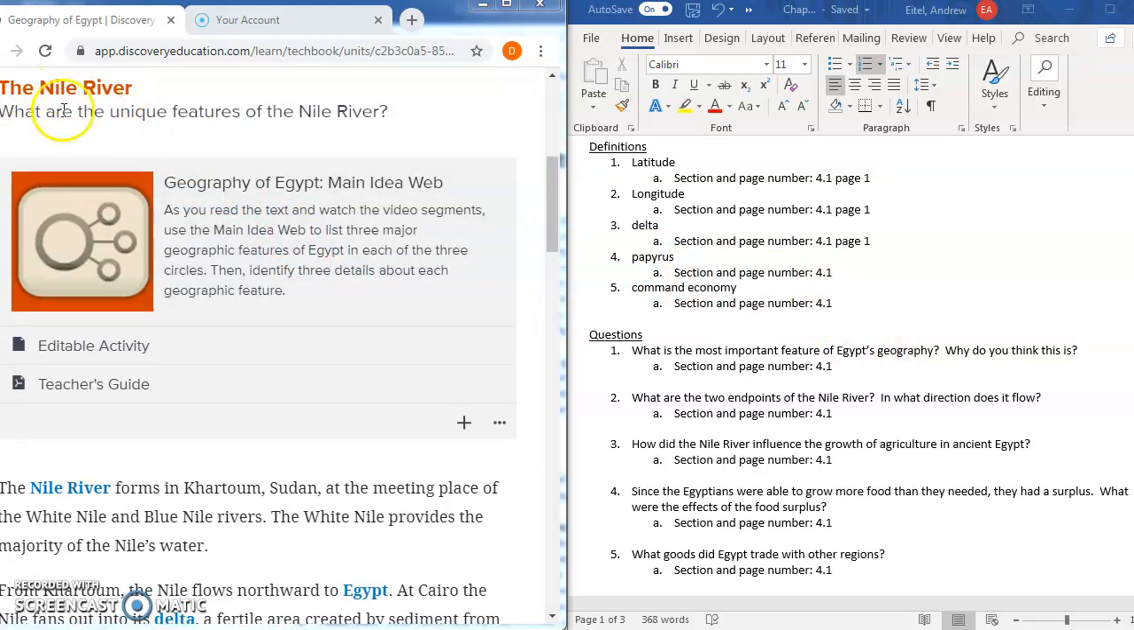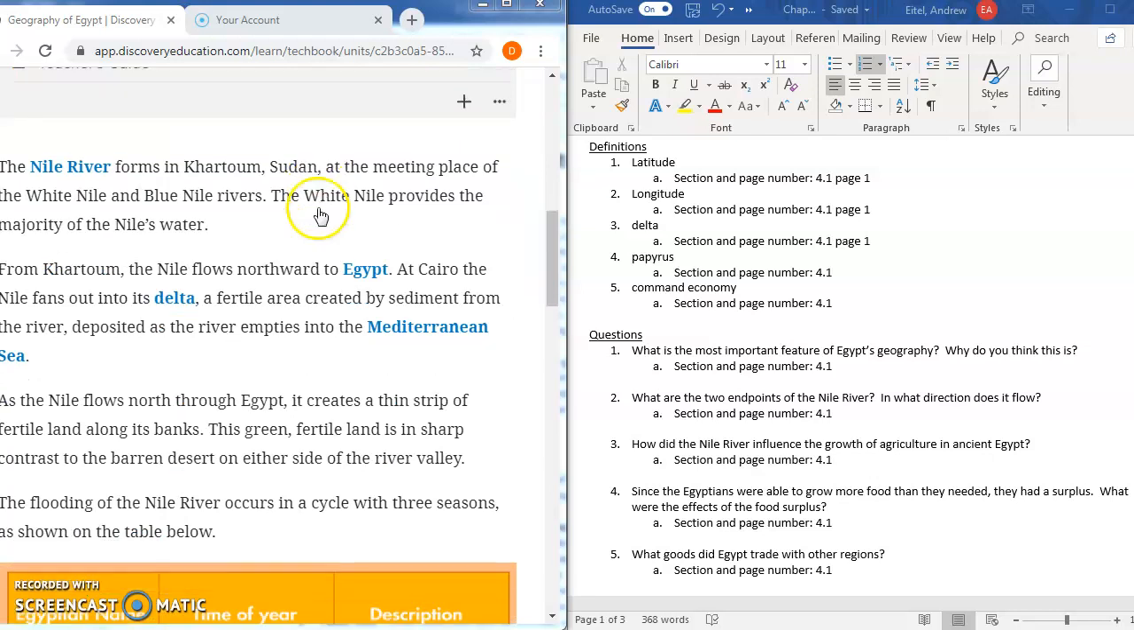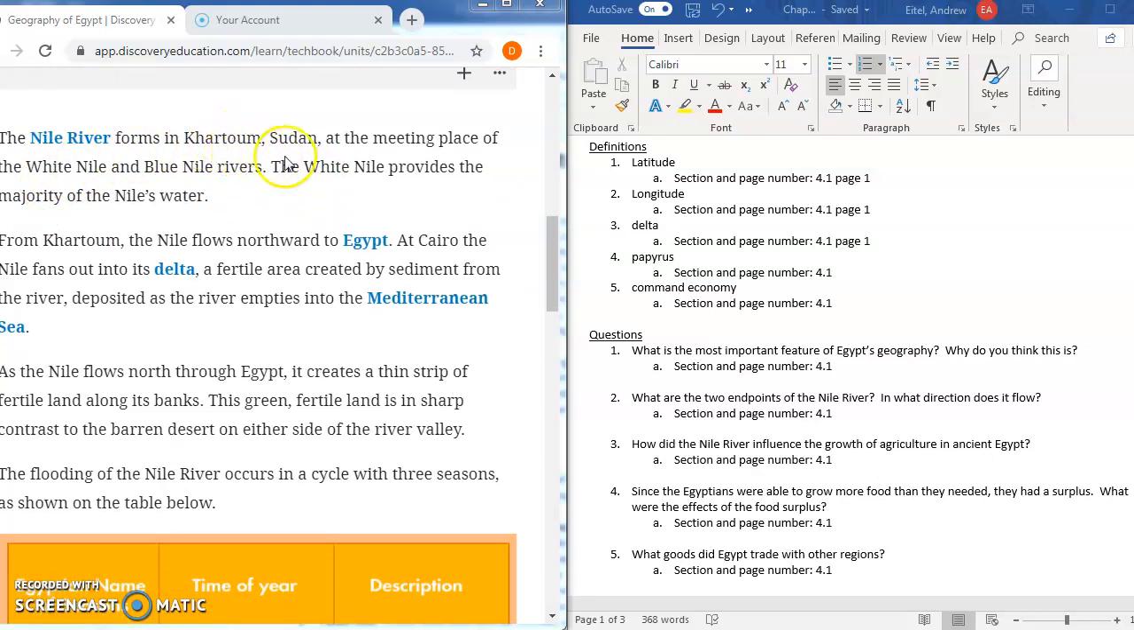So, page 2, the Nile River. What are the unique features of the Nile River? Nile River forms in Khartoum, Sudan, at the meeting place of the White Nile and Blue Nile rivers. The White Nile provides the majority of the Nile's water. Okay, so here's your starting point for here. From Khartoum, the Nile flows northward to Egypt. At Cairo, the Nile fans out into its delta, a fertile area created by sediment from the river deposited as the river empties into the Mediterranean Sea. So it ends in the Mediterranean Sea and it flows northward. That will help you with this one.